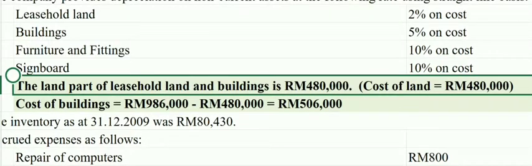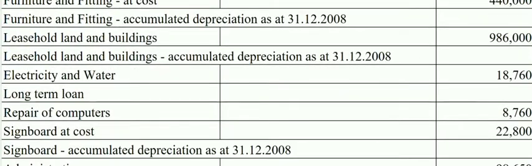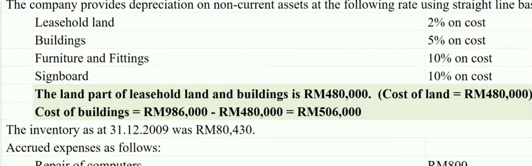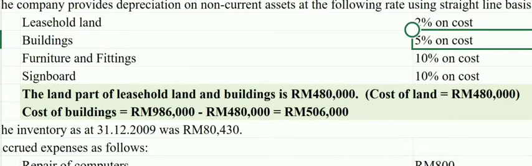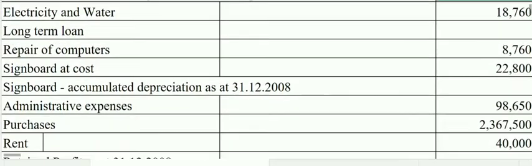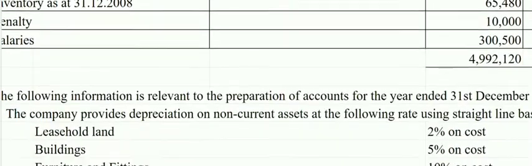The question says that the land part of leasehold land and buildings is 480,000 ringgit. Why do they give this information? Let's look at the question, the trial balance. Here, leasehold land and buildings. They combine the cost for leasehold land and buildings, 986,000. But if you notice, the depreciation percentage for land and building, these two are different, correct? 2% and 5%. But they give us the total cost for land and building. Here, they give us 986,000 total cost for land and building.